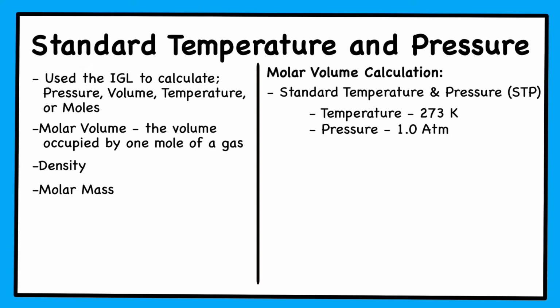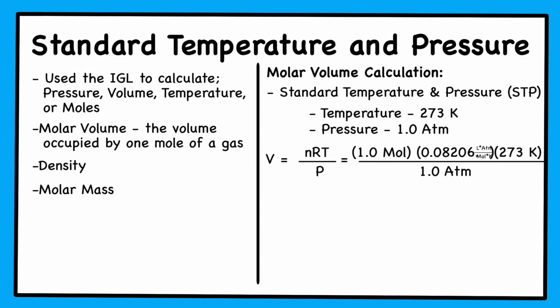Using the ideal gas law, we can determine the molar volume of a gas. This is simply done by rearranging the ideal gas law equation. Our rearranged equation should read volume equals nRT over P. If we sub our STP pressure and temperature into the equation for 1 mole of a substance, we would get a standard gas volume of 22.4 liters.